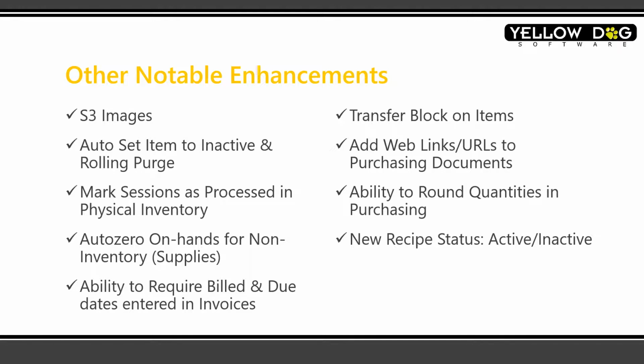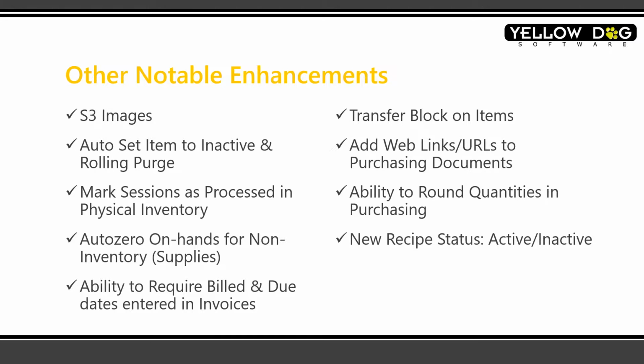We have the ability to require that the bill and due date on invoices be required, so you can guarantee all the information for accounting gets recorded. You can create transfer blocks on items to prevent certain items and certain units of measure of items. For example, you don't want them to transfer one egg. It has to be done by the dozen.